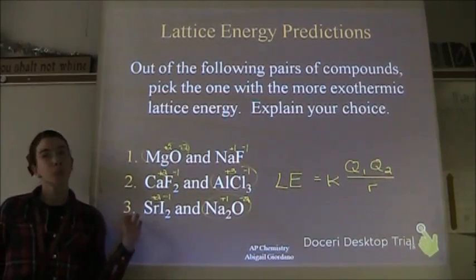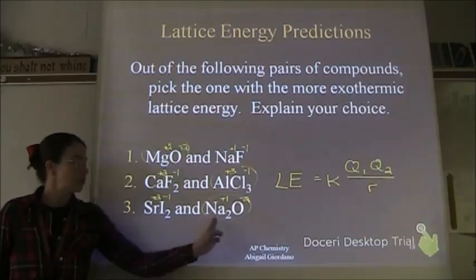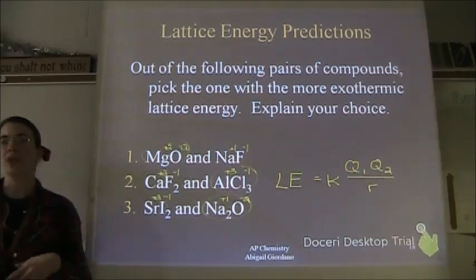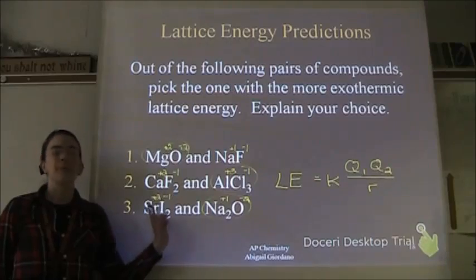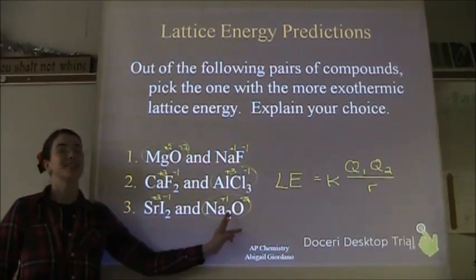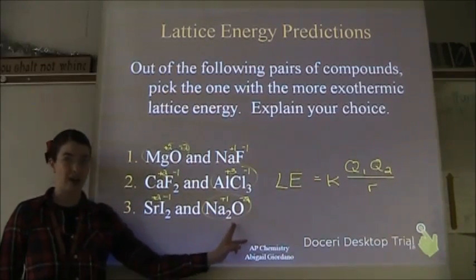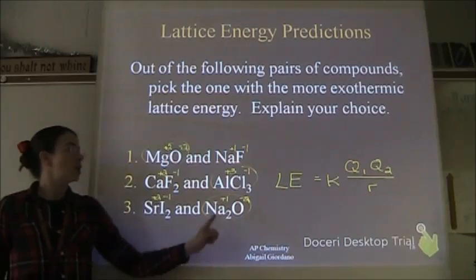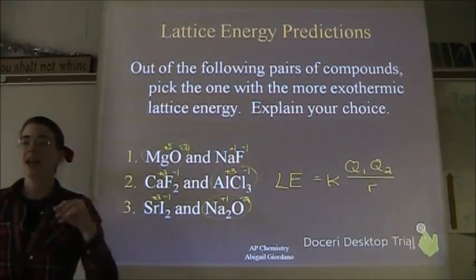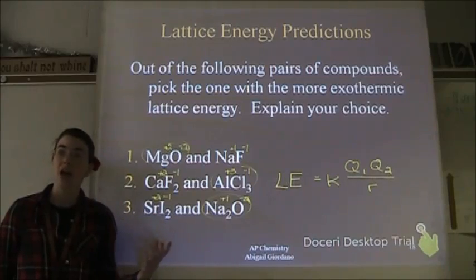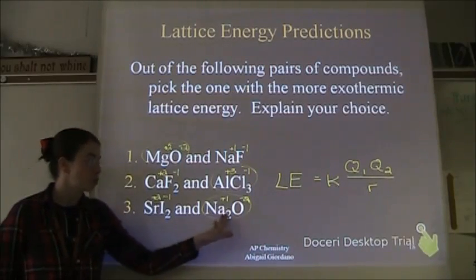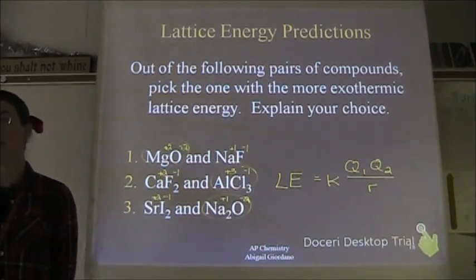For number 3, this would be one of these questions I would start with. Although these compounds contain the same charged ions, sodium oxide has a shorter distance between its ions, which will give us a more negative lattice energy.